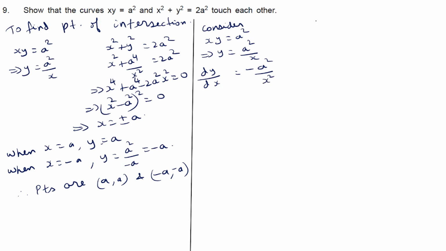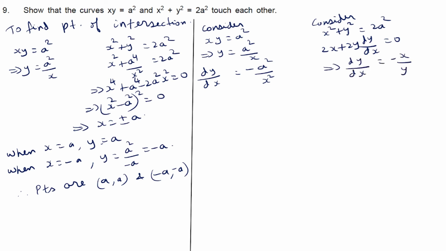And here let us consider x square plus y square equal to 2a square. So on differentiating we get 2x plus 2y dy by dx equal to 0, or we have dy by dx equal to minus x by y. So we have these two curves xy equal to a square and x square plus y square equal to 2a square. For these two curves we found dy by dx.